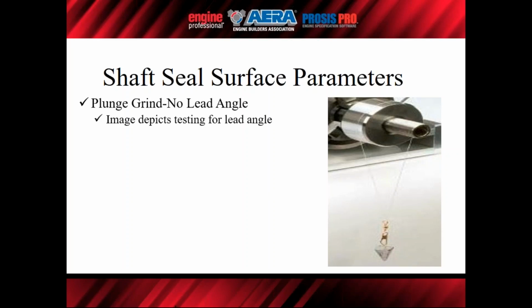The image to the right depicts a rudimentary and very effective method for testing lead angle. There are optical devices out there that look at lead angle, but this is simply some waxed dental floss and a weight. You rotate the shaft, and if that weighted device stays in place, you can pretty well rest assured that there's no lead. If it'll corkscrew its way in toward the shaft or out toward the seal, then you have lead. Again, this is a very simple but very effective method.